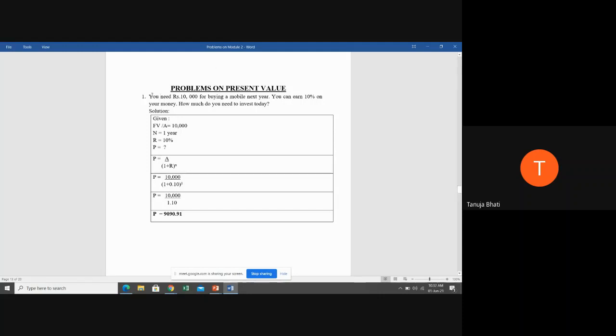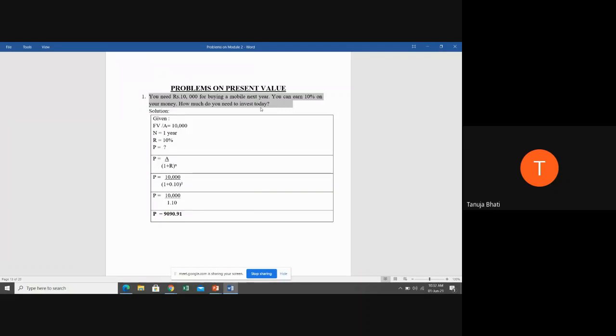Okay. You need rupees 10,000 for buying a mobile next year. You can earn 10% on your money. How much you need to invest today? That means 10,000 you require next year. So 10,000 future value is given. 10% is the rate of interest. So if you want to buy a mobile of 10,000 next year, how much you should invest today?